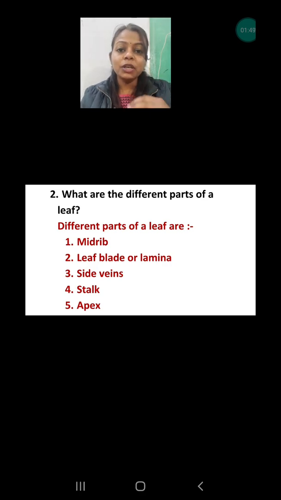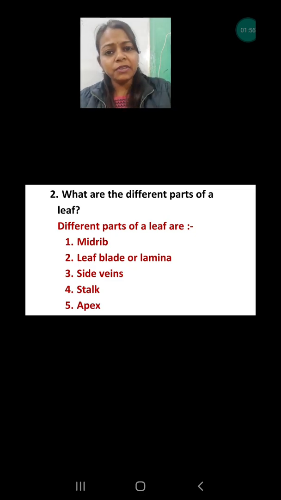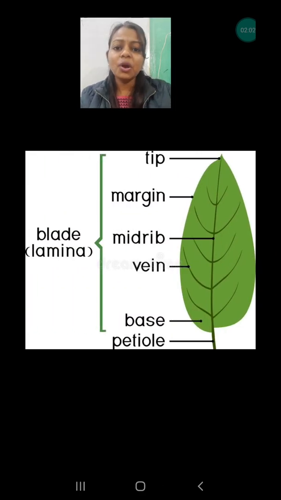Here we only have to explain the parts of the leaf, not the parts of the plant. What are the different parts of the leaf? We only have to write the names, not the functions. I have explained all the functions also, but here we only have to give the names of the different parts of the leaf. And what are they?